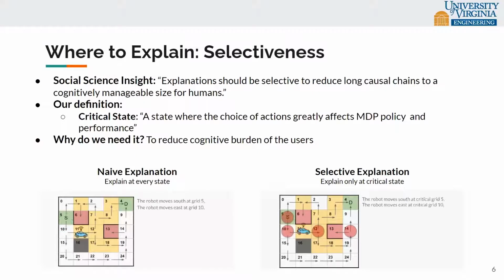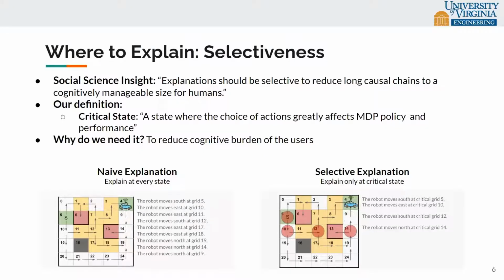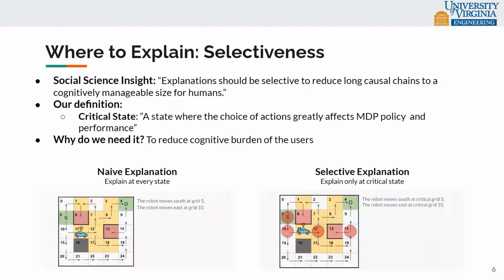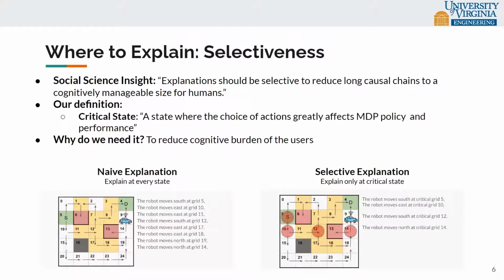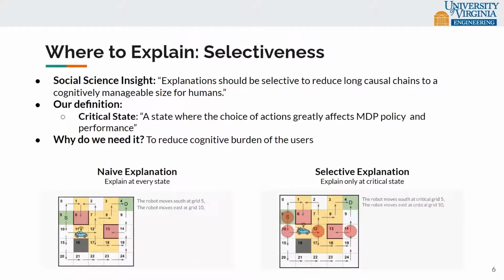We have said selectiveness is about choosing the most relevant events. This is important because it can potentially ease the user's cognitive burden. To be selective, we define a set of critical states, where the choice of action would greatly affect the MDP policy and performance, then only explain at those. As you can see in the animation, the resulting amount of explanation is obviously smaller, even for this small example.